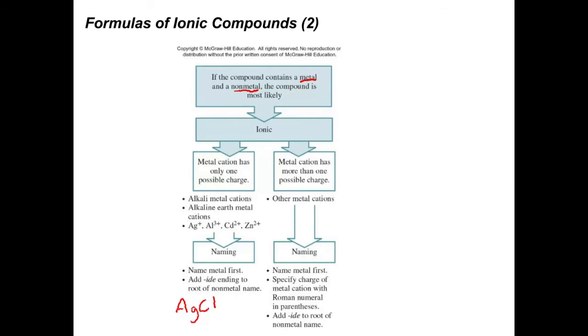Then we have the possibility where our metal cation has more than one possible charge. These are going to be things like your transition metals. You name the metal first, specify the charge with a Roman numeral, and then add IDE. So maybe I have something like copper chloride. The problem here is that copper has more than one charge. So I would have to name this as copper, and then determine the charge of copper. In this case, it's copper 2, and then chloride, again changing the ending to IDE.